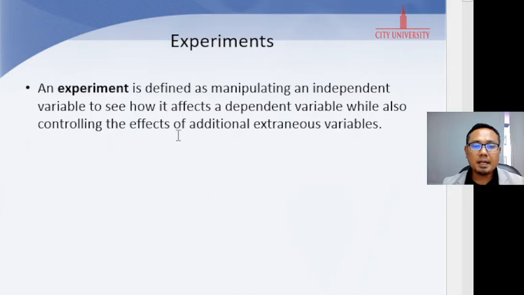So an experiment is defined as manipulating an independent variable to see how it affects a dependent variable, while also controlling the effect of additional extraneous variables. So we try to control other variables, expecting them to be constant, and we try to study the relationship between two variables, independent and dependent variable.